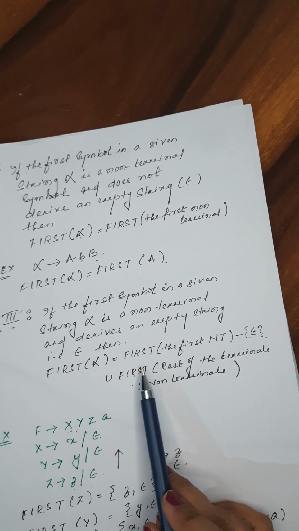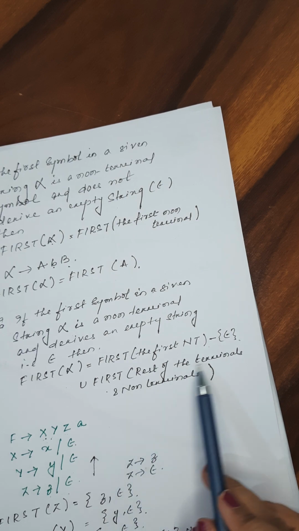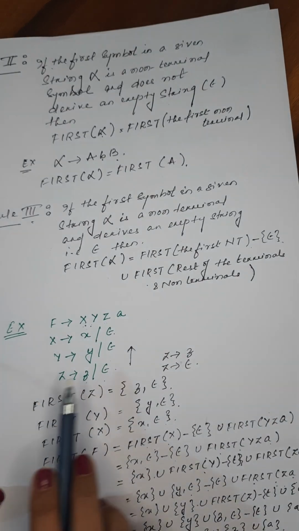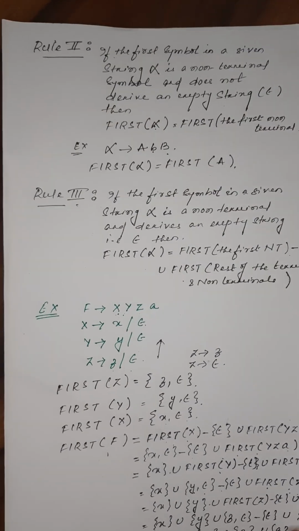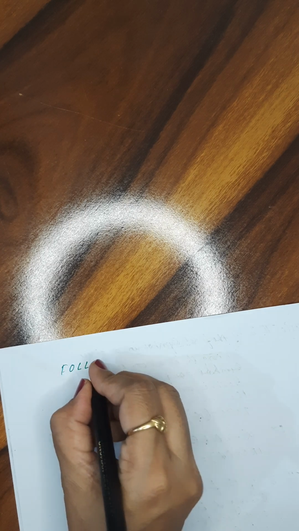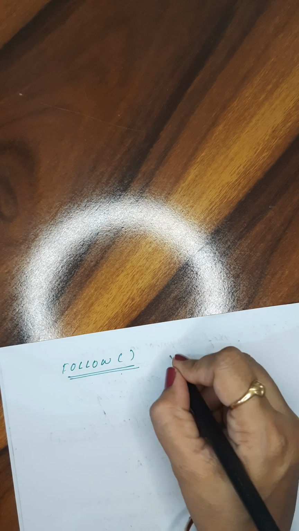Then first of alpha will be first of the first non-terminal minus epsilon union first of the rest of the terminals and non-terminals. So, with this example, I have explained the method of how to apply all three rules to construct first. Now, in the next lecture, what are we going to study? Next lecture we will study follow, the rules for constructing follow, and again we will solve an example for it.